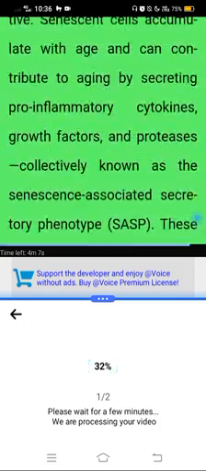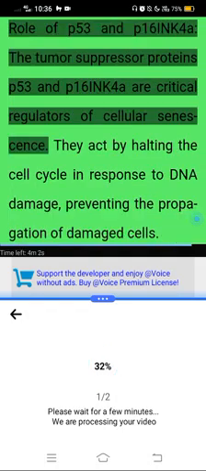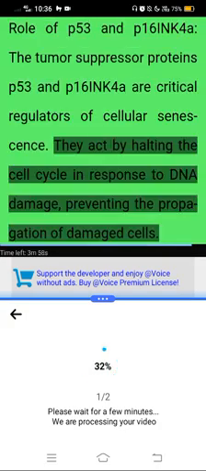DNA damage. One of the major causes of cellular senescence is DNA damage. Telomere attrition and oxidative stress are key factors that induce senescence. Role of p53 and p16-INK4A. The tumor suppressor proteins p53 and p16-INK4A are critical regulators of cellular senescence. They act by halting the cell cycle in response to DNA damage, preventing the propagation of damaged cells.